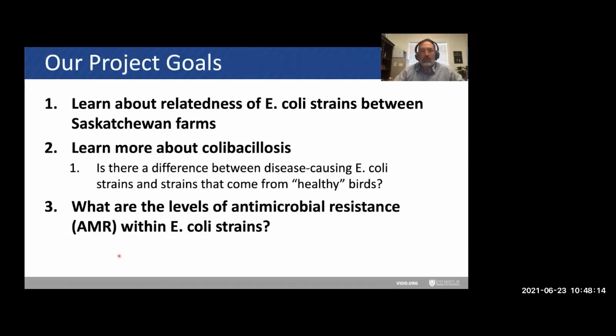And so what we wanted to learn through this project is the relatedness of E. coli strains between Saskatchewan farms. Could you have an outbreak strain on two different farms? We want to learn about colibacillosis.